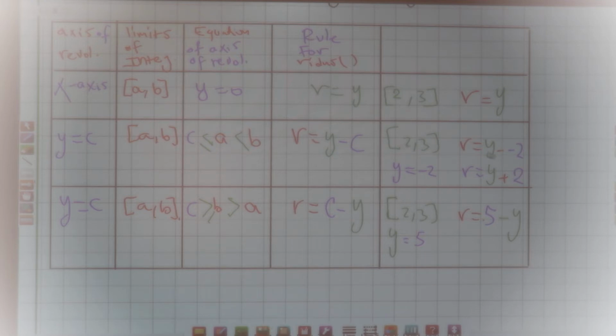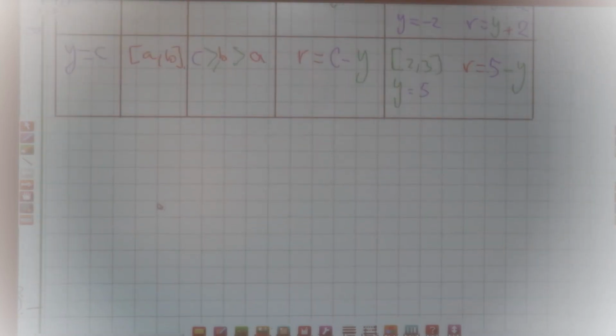For example, if c is negative 2, or y equals negative 2, then r equals y plus 2. The last rule, with the same limits of integration, but now c is greater than b, greater than a, then the radius will be c minus y, for example y equals 5. Let us take an example for this.